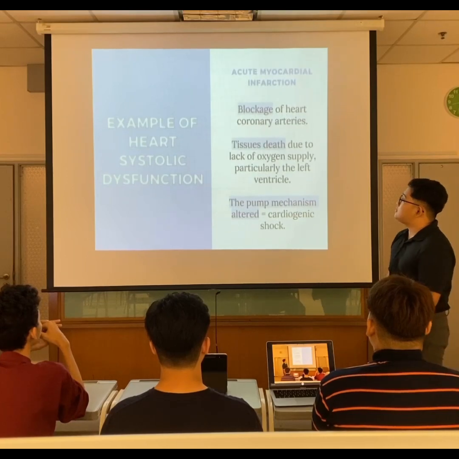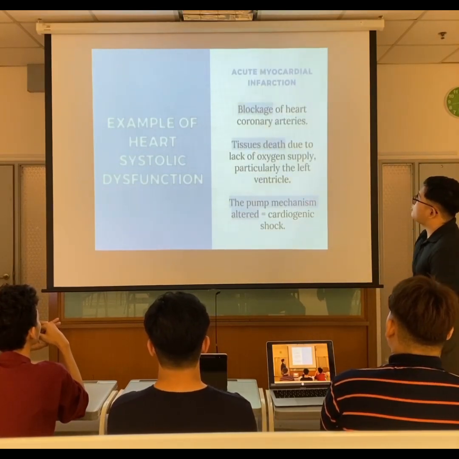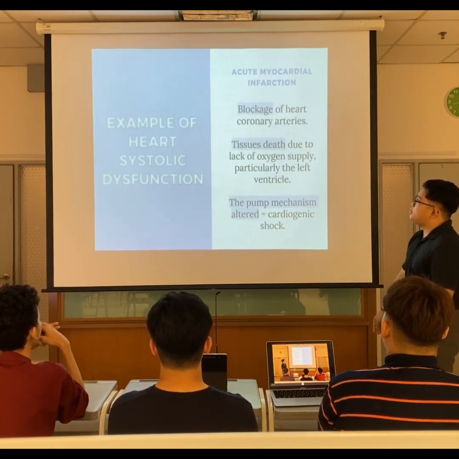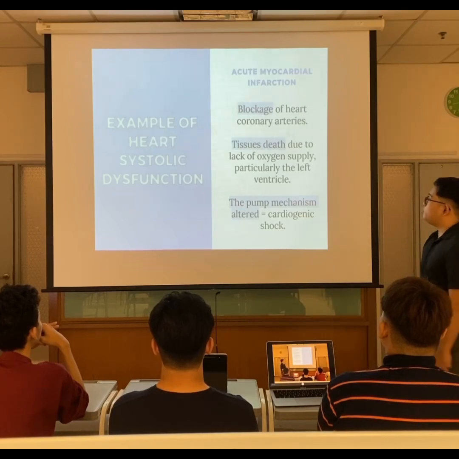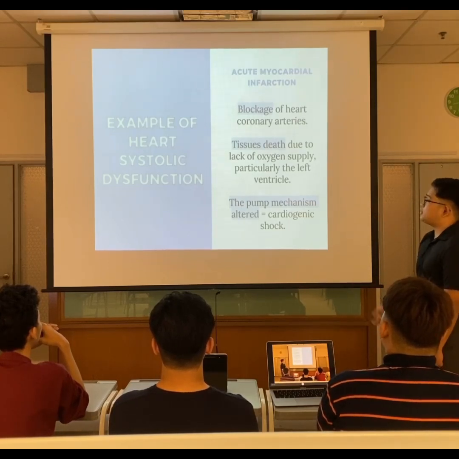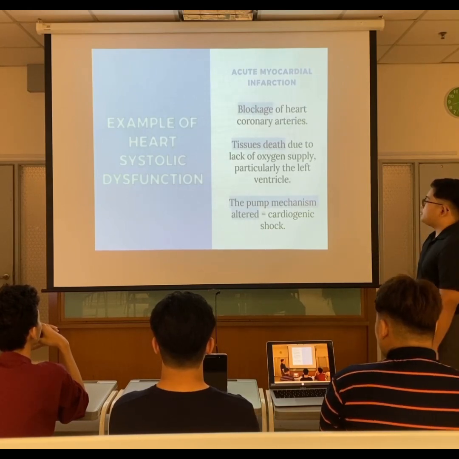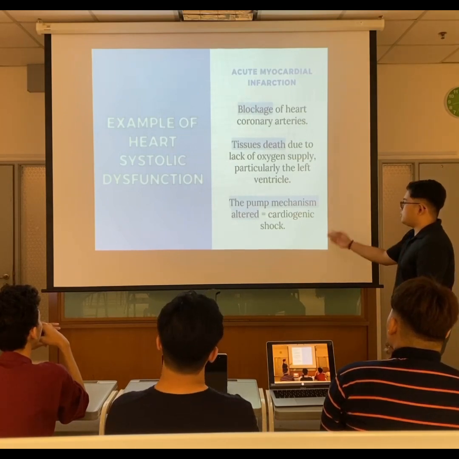So this is the example for heart systolic dysfunction. Firstly, acute myocardial infarction, where the coronary artery will be blocked and the diminished oxygen and nutrients to the cell tissue will cause death of the tissue due to the lack of oxygen supply, particularly in the left ventricle, because it receives the blood first. Thus, the pump mechanism of the heart will be altered and cause cardiogenic shock.